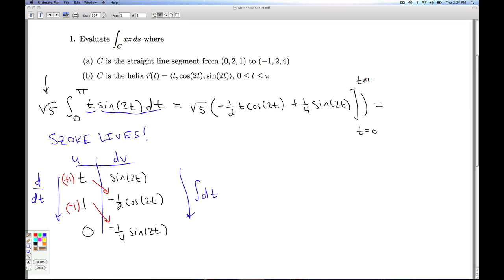And let's see what we get. When you plug in the pi, you get negative 1/2 pi times the cosine of 2 pi. So I'm going to get a negative pi over 2 from this part. When I plug the pi into here, I'm going to get a 0. And when I plug 0 into this, I'm going to get a 0, and 0 into that, I get a 0. So the only thing I get in there is that negative pi over 2, but it's being multiplied by the square root of 5. So I get negative pi square root 5 over 2. That'll do it for part B, and that'll do it for quiz 19.